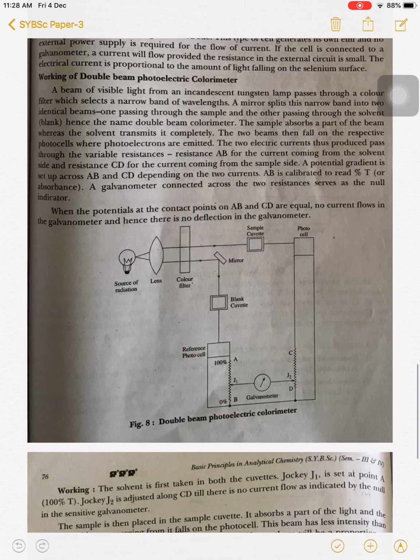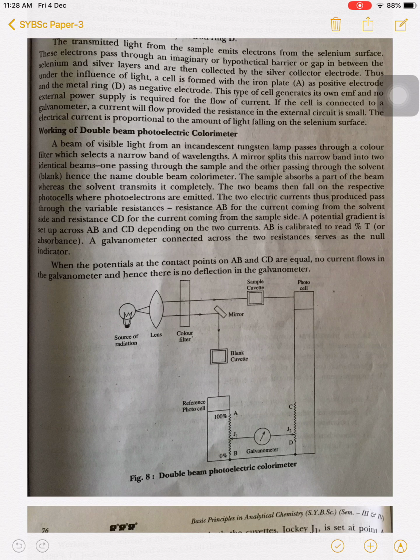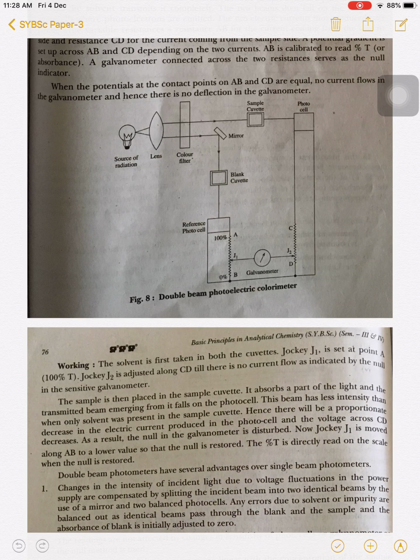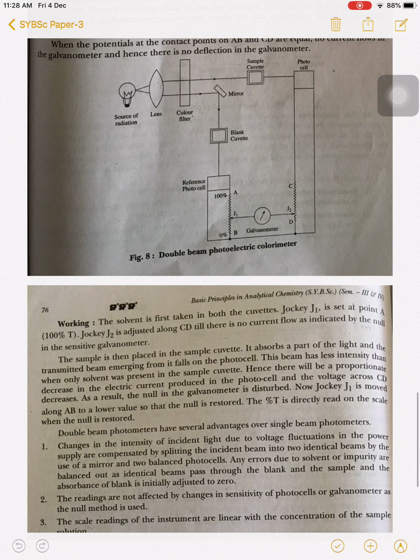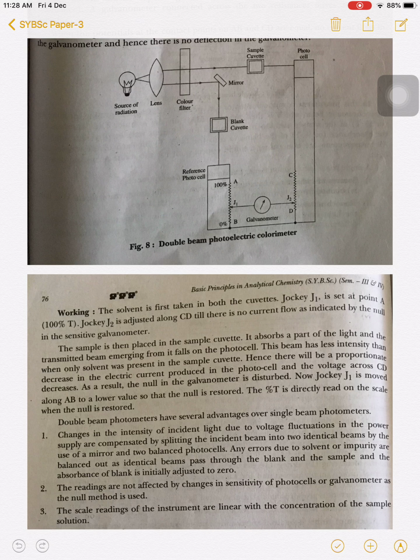So this is the basic explanation for this double beam photoelectric colorimeter. Now how it works, it works similar to a single beam colorimeter. The difference is that in the double beam colorimeter we are now using two identical beams. One is passing through the sample and another is passing through the solvent solution.